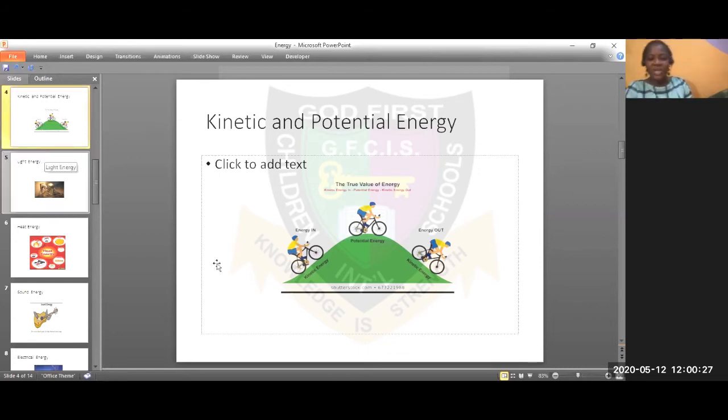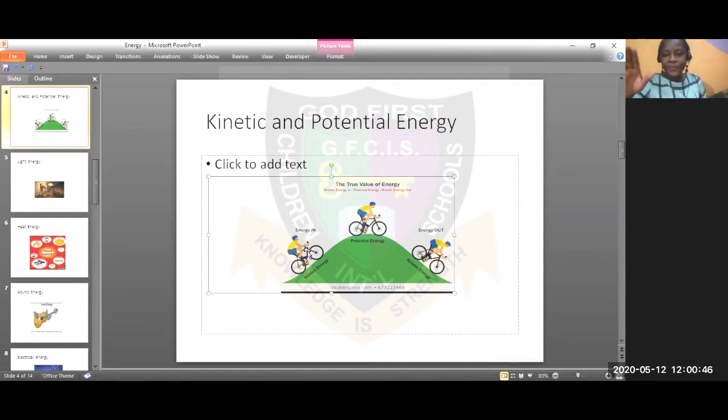Like we have in the picture here. The first man there is trying to climb the mountain with the bicycle. There is energy in that bicycle, and it is moving up. It's trying to climb the hill. As it's climbing the hill, it is making use of what? Kinetic energy. At a point, when the man got to the top of the hill, he was just there, static.